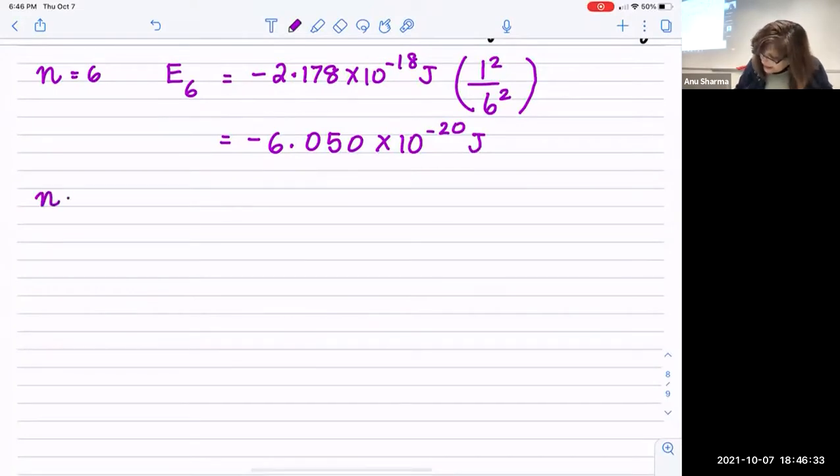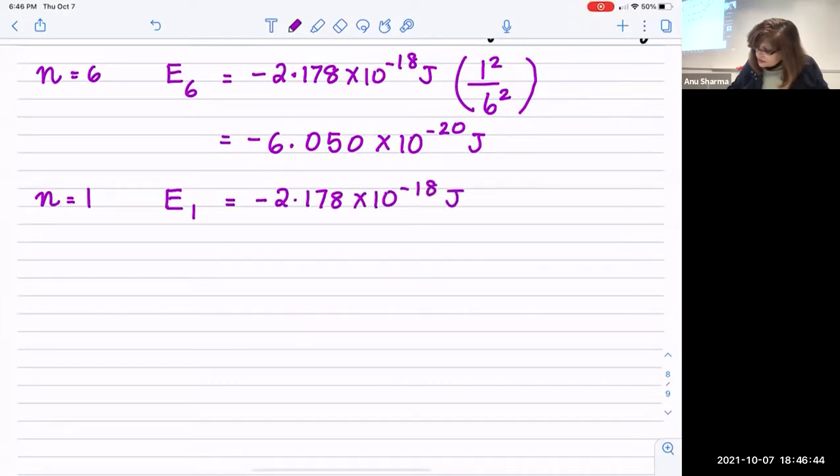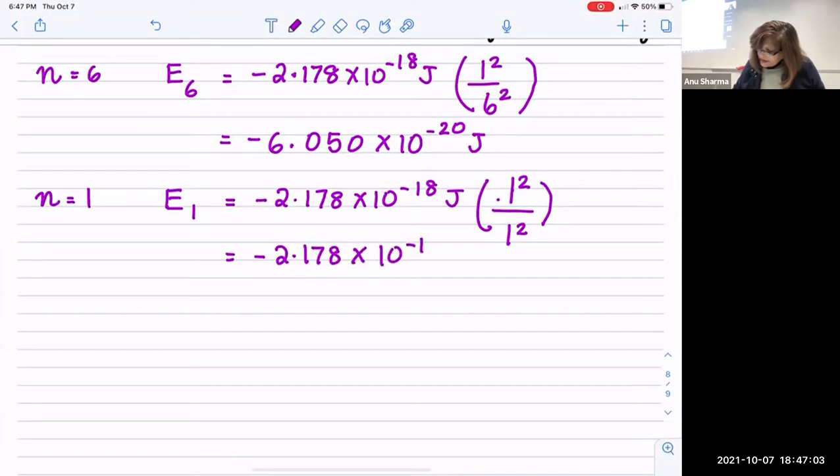Now, when N is equal to 1, then the value of energy E1 is negative 2.178 into 10 to the power negative 18 joules times 1 square, again for hydrogen, over 1 square. Okay, that's the value of n, and this comes out to be negative 2.178 into 10 to the power negative 18 joules.